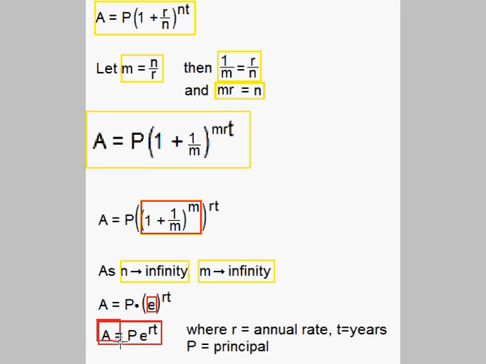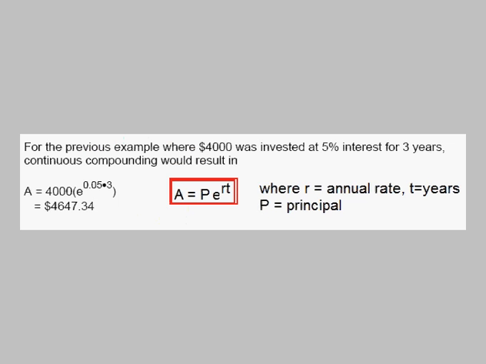So you're going to find that this formula, A equals P times e to the rt, is going to be used an awful lot. We're going to look at an example where we use this formula. We're going to look at the same example where we had the $4,000 invested at 5% interest for 3 years, except here we're going to use continuous compounding instead of compounding 4 times a year. So we use the formula A equals P times e to the rt. Our P value is 4,000. Our r value is 0.05, not 5, and t is 3.